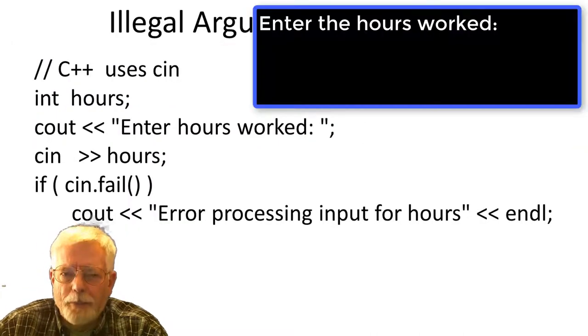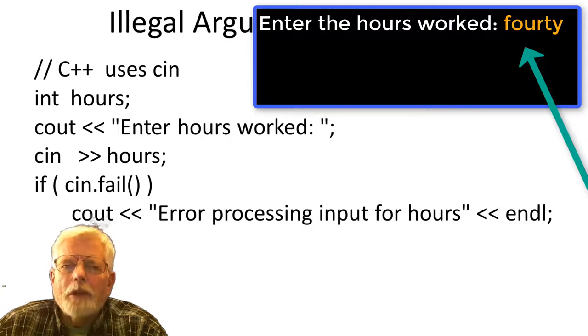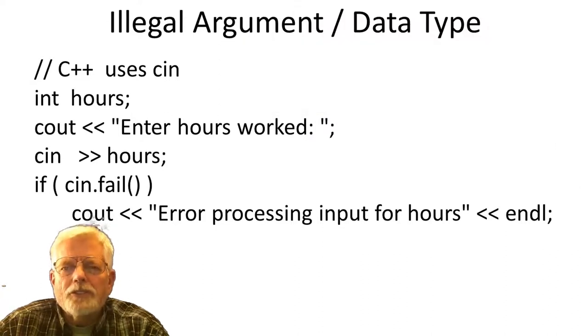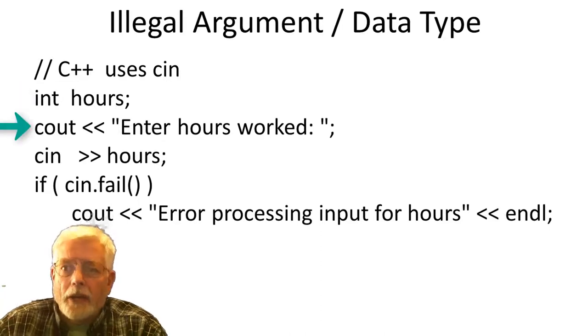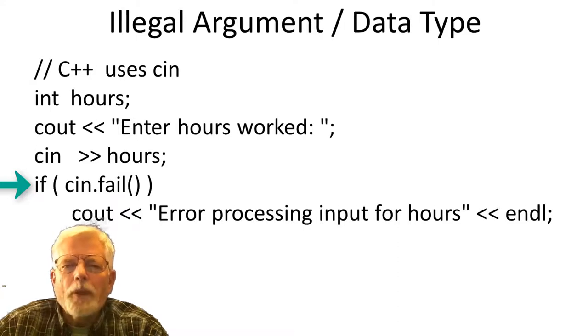If the program is expecting an integer for hours worked, and somebody types in FORTY, well, the program gets confused. As soon as the scanner sees the F for FORTY, it stops looking and just sends back a zero. Here is a check that we can do in C++. If I say int hours, cout, enter hours worked, cin greater greater hours. If cin.fail, cin sets a flag, and we can check that flag.